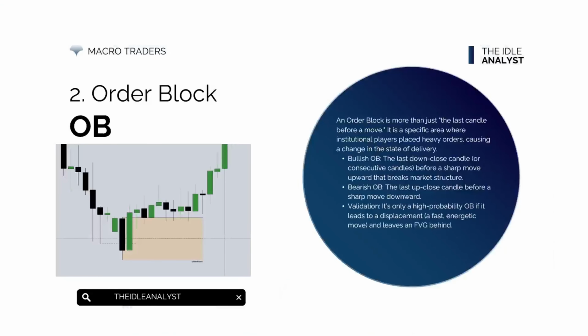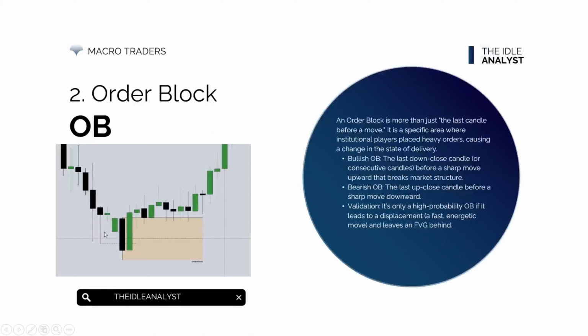Moving on to the order blocks, basically an order block is more than just the last candle before a move. It's a specific area where the banks or the institutional players placed heavy orders, causing a change in the state of delivery. Like now, as an example, you have the bullish order block. This is the last down candle or consecutive candles before a sharp move upwards that breaks market structure.